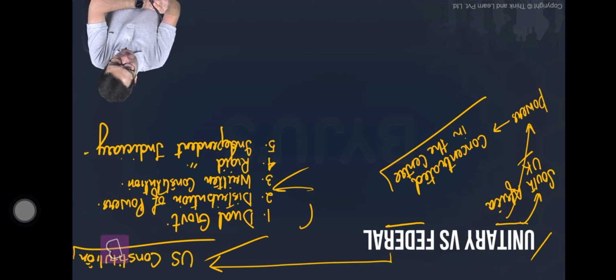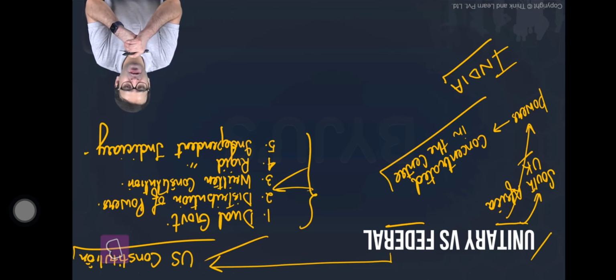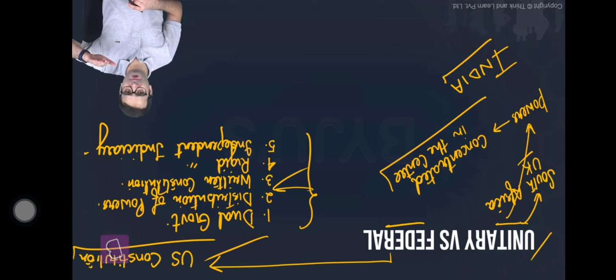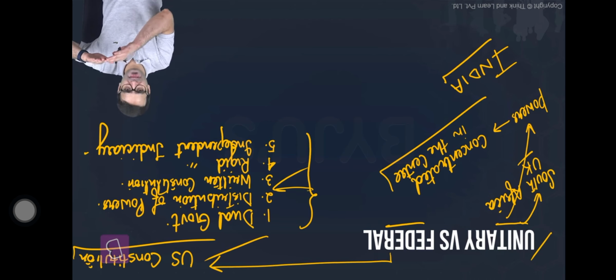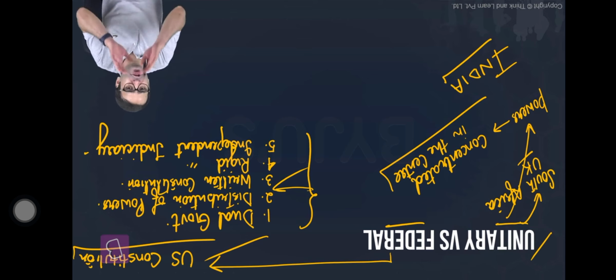By looking at these 5 characteristics, what do you think of India? What do you think of the Indian constitution? Are we federal? Perhaps yes. Why? Do we have dual government? Yes. There's the government headed by the President of India, the Prime Minister, and the Council of Ministers, and there is the government of the Chief Ministers as well, and the governors as well. Dual government. Do we have distribution of powers?